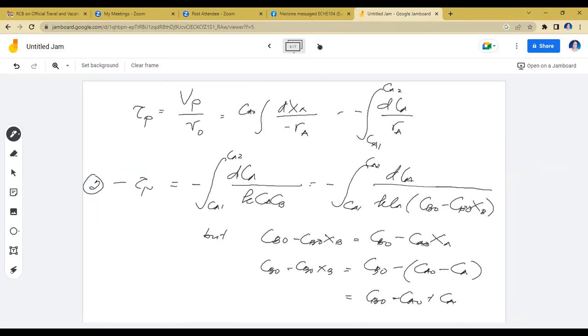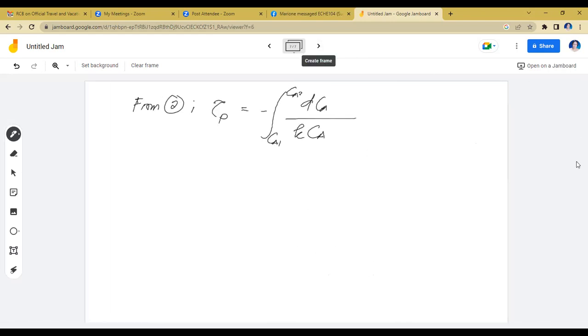And by the way, we have values for CbO and CaO, so I'll place them in here. For your CbO, you have 0.7. And for your CaO, you have 0.01 plus Ca. That way, when I substitute it there, it would not require another line. So 0.69 for 0.7 minus 0.01 plus Ca. So that will replace CbO minus CbO XB.